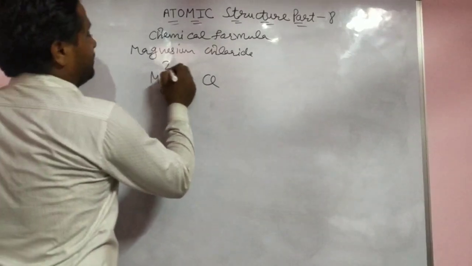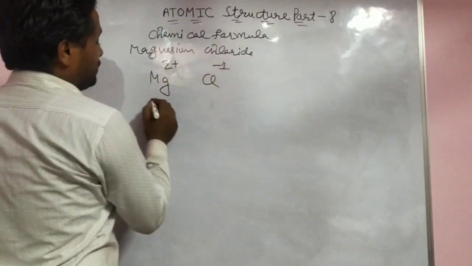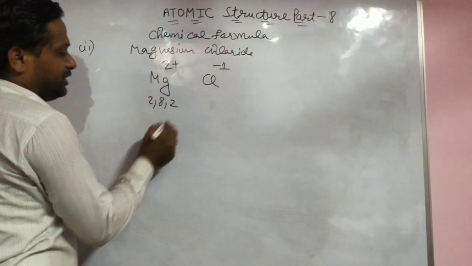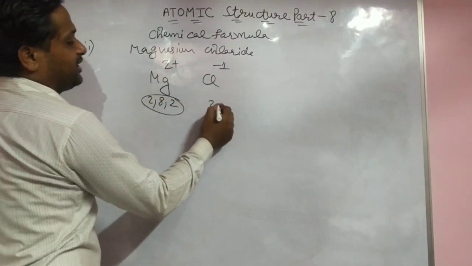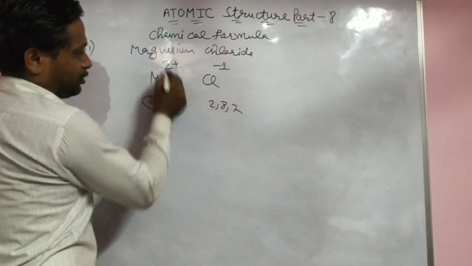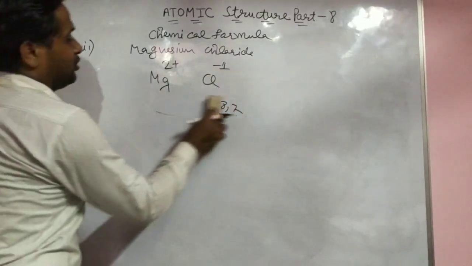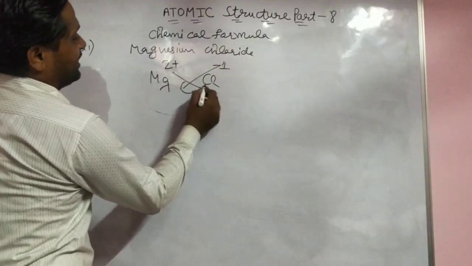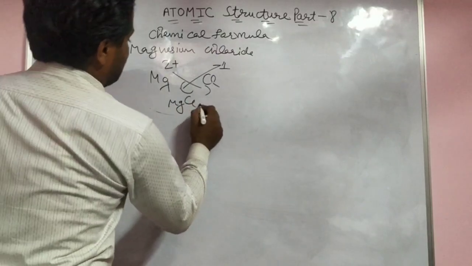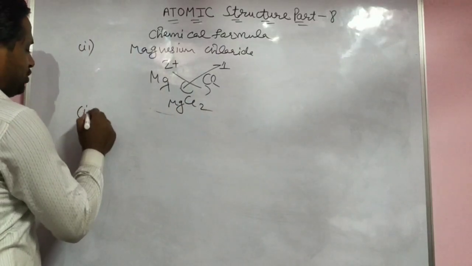Magnesium 2 positive, because magnesium is 2, 8, 2. Its valency is 2. Chlorine is 2, 8, 7. Magnesium loses 2 electrons, that's why plus. Here negative, chlorine gains 1 electron. Their valency, that is MgCl2. Now come to the third.